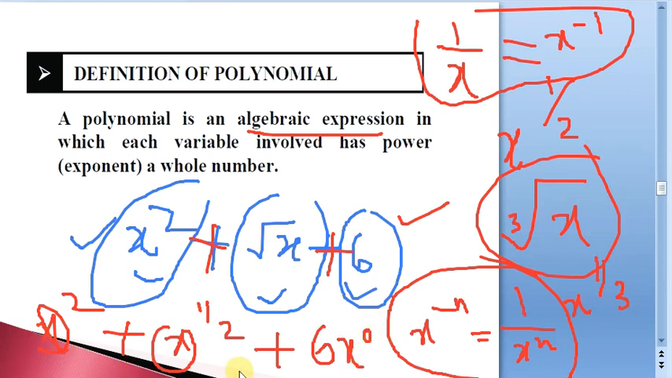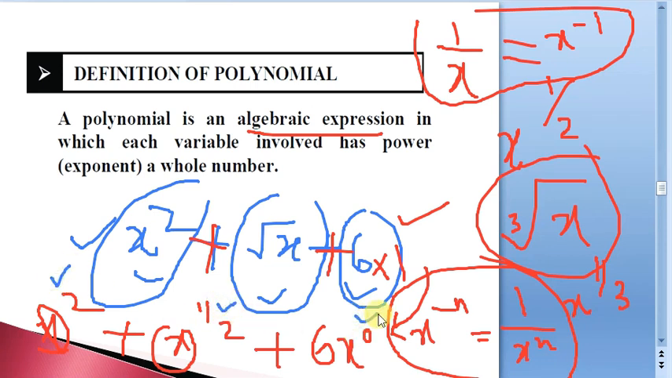Why? Because my variable is x only. We can write y power 0 also, but everything is in terms of x. Just I write it as x power 0, because 6 into 1 will be there, and 1 I can write as x power 0. Now see the powers. What are the powers involved? See here, the power is 2, the power is 1 by 2, and the power is 0.